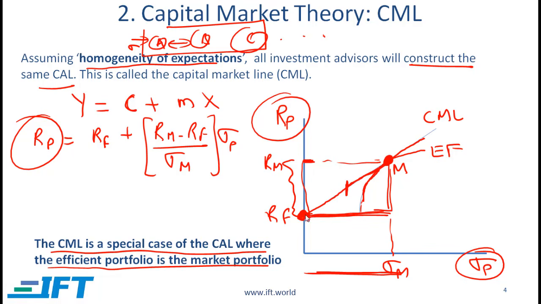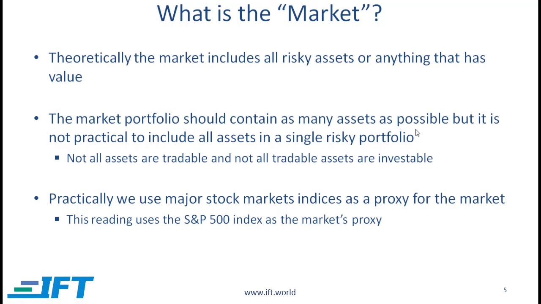This concept is exactly what we discussed earlier with the capital allocation line. The only difference is that if you have a homogeneity of expectations, then the efficient portfolio becomes the market portfolio, and this line is our capital market line.